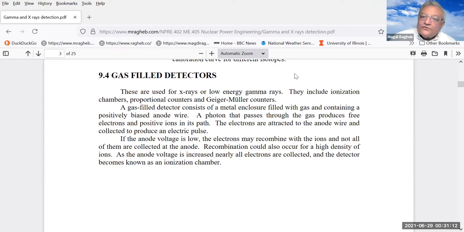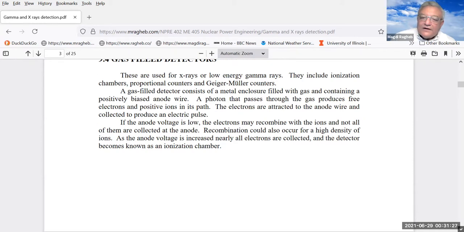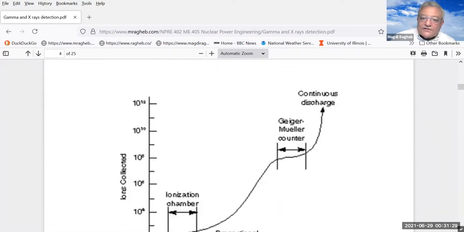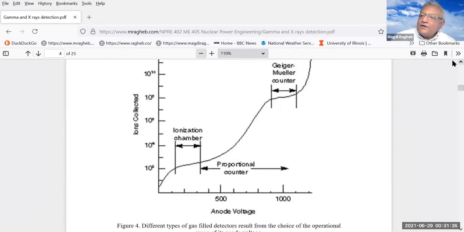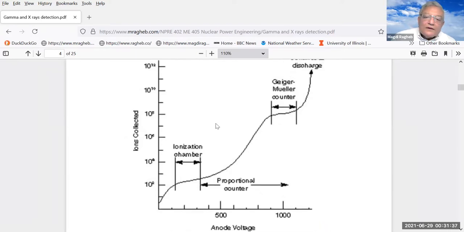calculating. The most important type of radiation detectors is what we call the gas-filled detectors. An example of the gas-filled detectors is the Geiger-Müller counter or Geiger-Müller tube. So I'm going to describe how that works as an example. A Geiger-Müller tube is a vacuum tube that contains maybe a working gas like neon. And you apply a voltage to the anode of the tube.